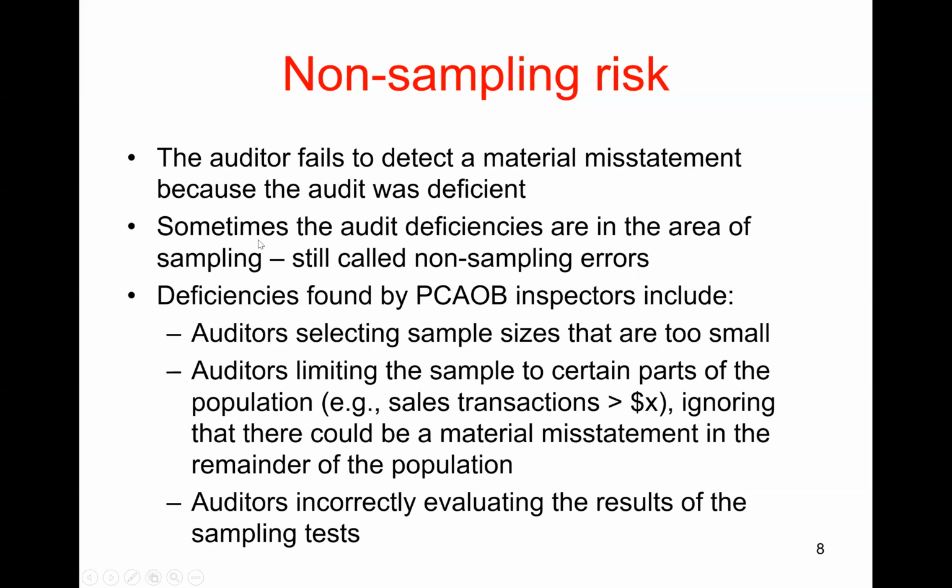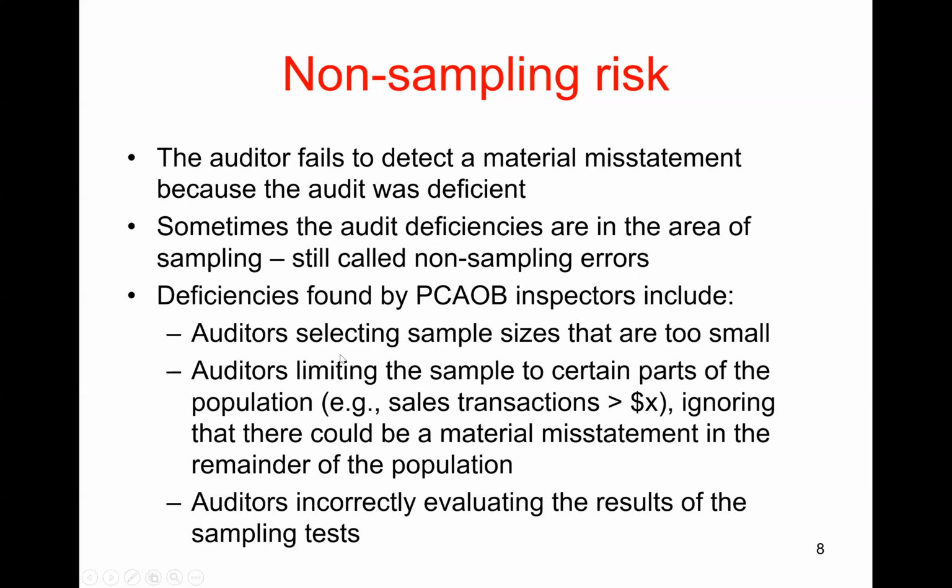Now, as I said before, sometimes these audit deficiencies are actually in the area of sampling, but they're still called non-sampling errors. Right? So in other words, the auditor has made some mistake or there's some deficiency in the audit in the area of sampling. For example, the auditor sample is too small, and that is a deficient audit, so it's called a non-sampling error, even though it relates to the way in which the auditor did the sampling.